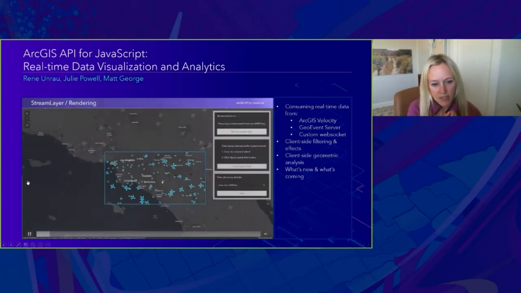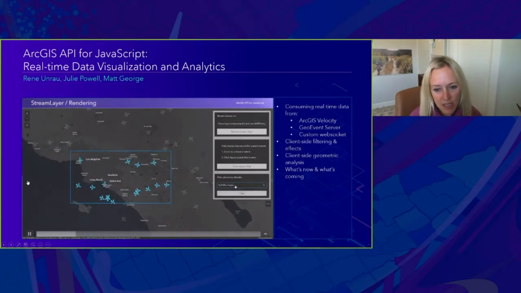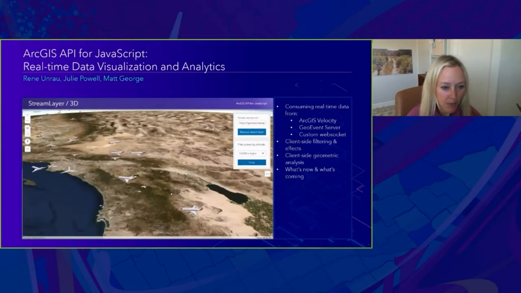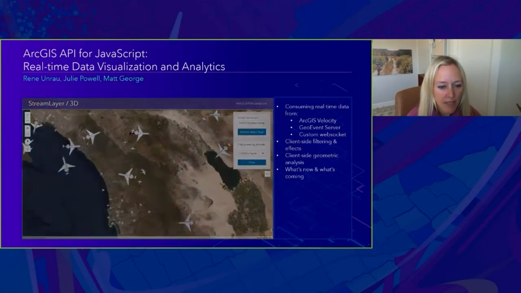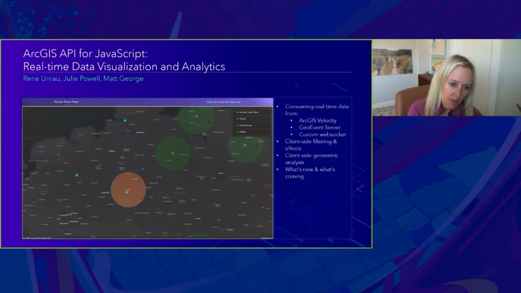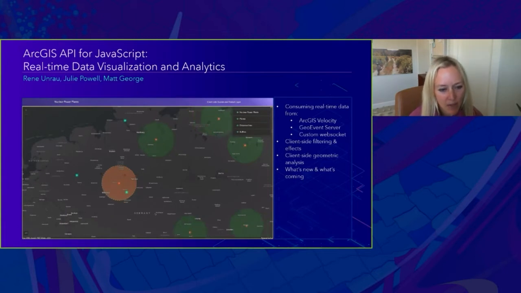So what we're going to do in this session is talk about the different visualization techniques you have available, for example, both 2D and 3D. Client-side geometric operations to detect when one feature is closer to another feature, just do different geometric testing, and then update the visualization based on that. We also have the engineer that worked on the stream layer implementation presenting, and he'll be talking about the work that he has ongoing and what is coming next for the stream layer.